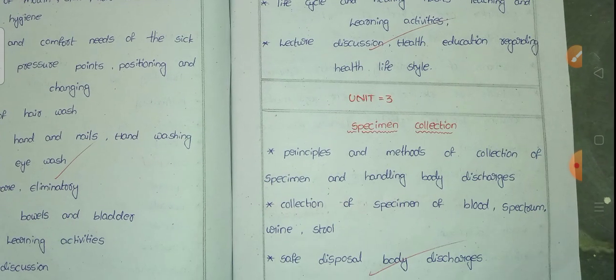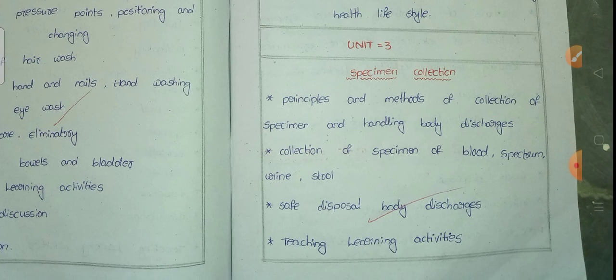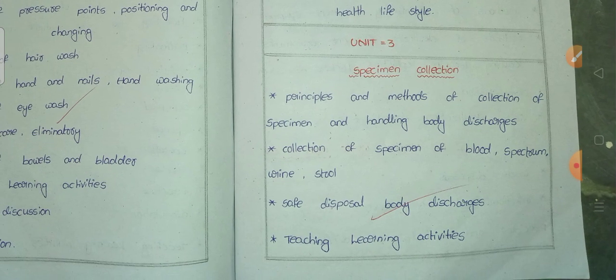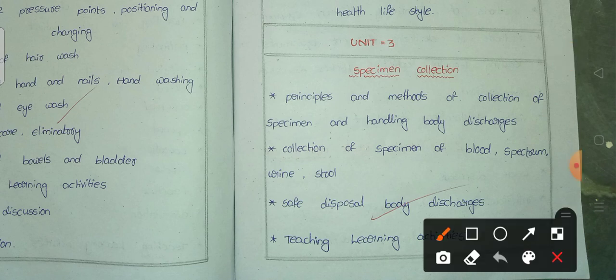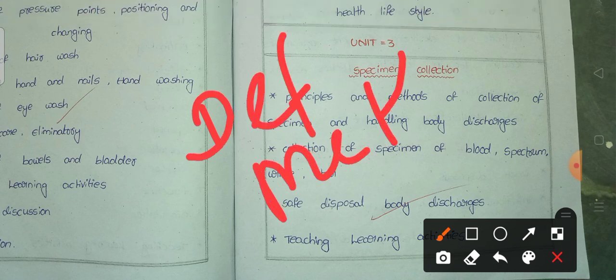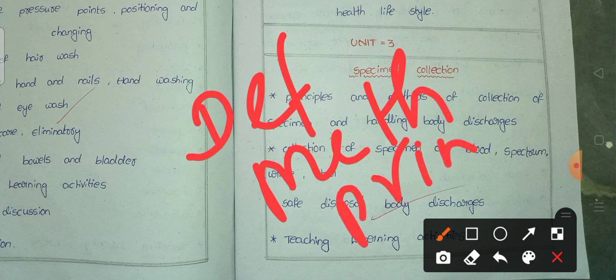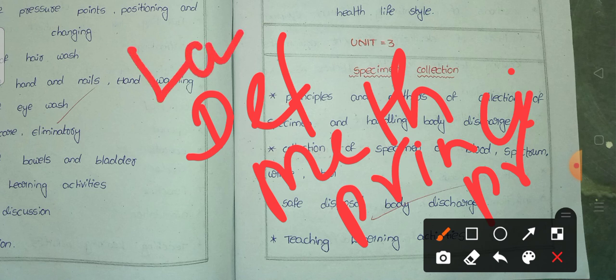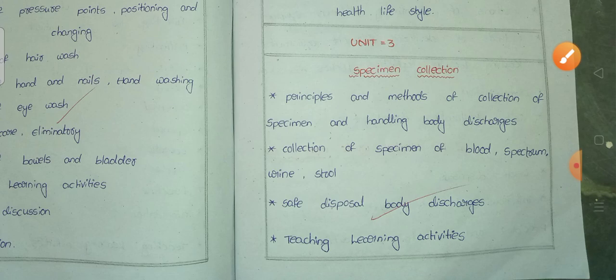Next, coming to unit 3. Unit 3 has only a single unit. In this: definition of specimen collection, principles and methods of collection of the specimen, and principles of precautions and labeling. These four topics are very, very important: labeling, definition, methods, principles, precautions while taking the sample from patients. It's clear, na? Okay, next, coming to the fourth unit.